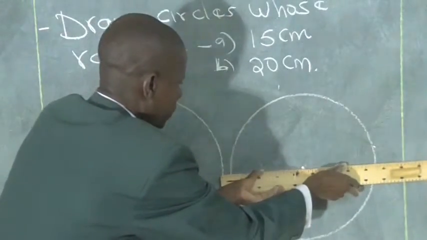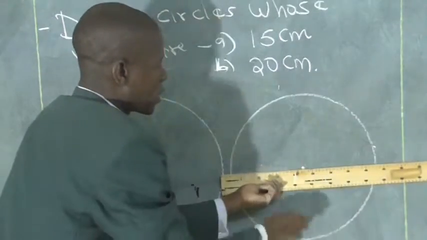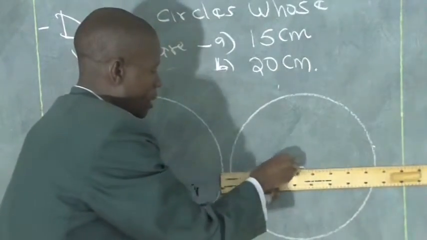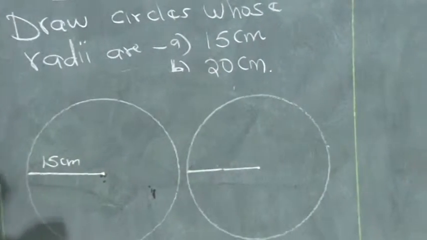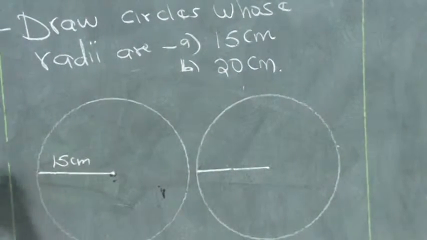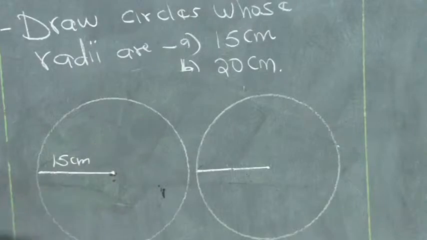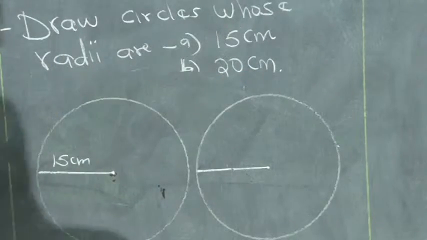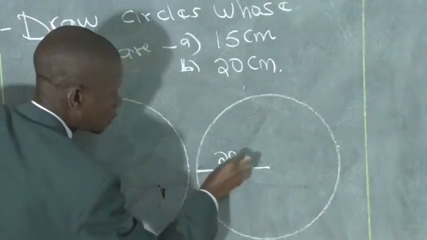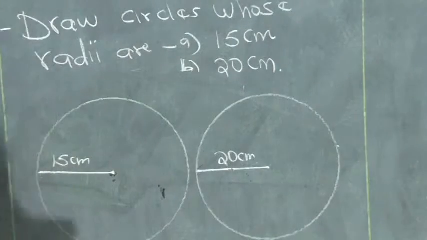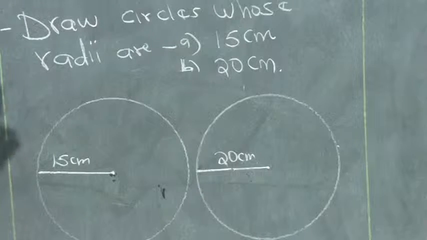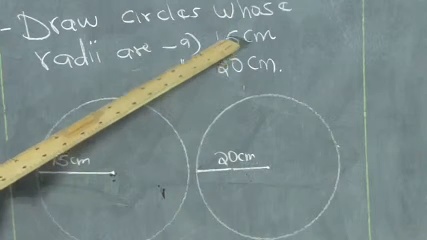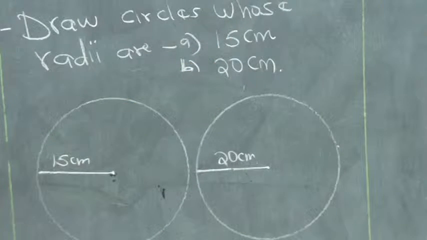So we have to place the ruler in this form, then draw a line from the center to the edge of the circle. So the line there represents the radius. And since the circle that was being constructed was to have a radius of 20 centimeters, the length here must be 20 centimeters. So this is how to construct the circles when you are given their radii.